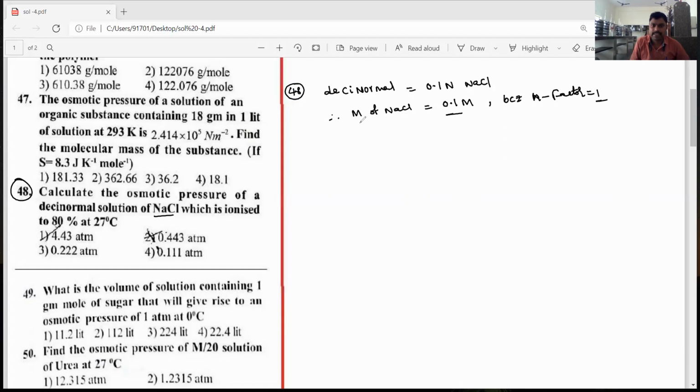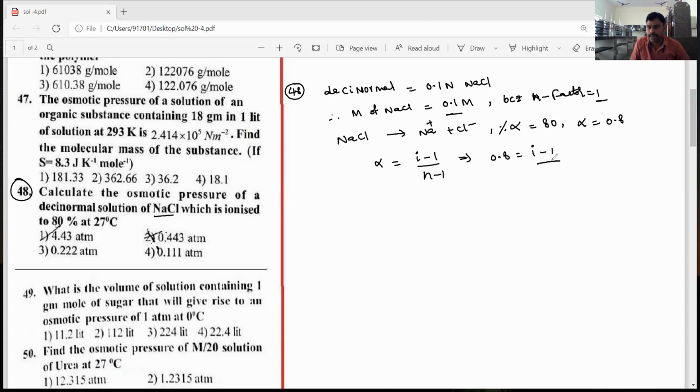Okay, dear students, it is 80% only ionized. So the NaCl is not completely ionized into Na+ and Cl-, and the percentage of alpha is 80%, then alpha is equal to 0.8. Then we need to find the Van 't Hoff factor for dissociation. Alpha is equal to (i minus 1) by (n minus 1). Substituting the alpha value, 0.8 is equal to (i minus 1) by (number of ions in the aqueous solution, 2, minus 1). Then i is equal to 0.8 plus 1, which is 1.8.